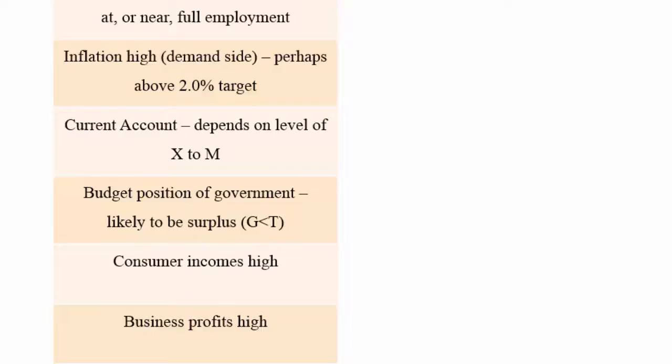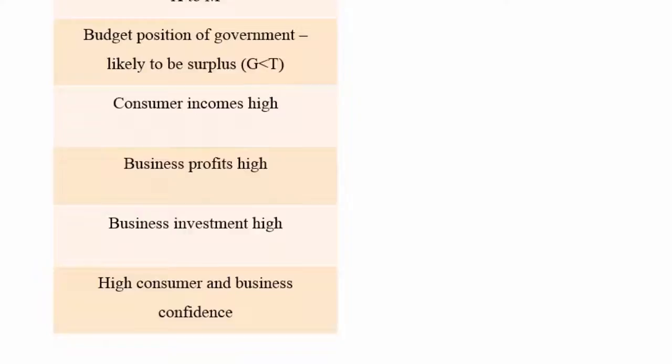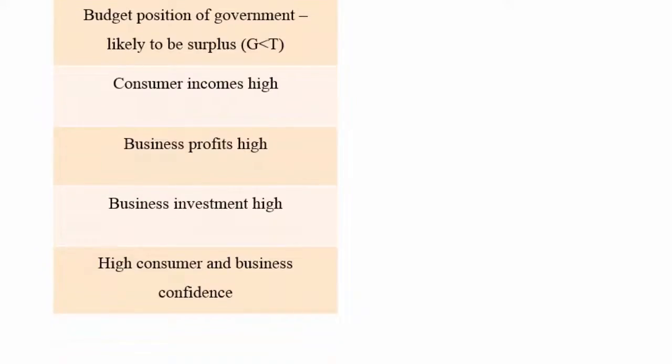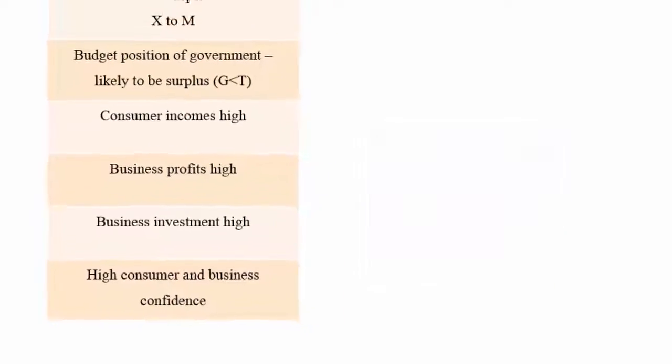Consumer incomes will be high because employment levels are high. Business profits will be high because there's lots of consumer income and lots more consumption in the economy, and therefore that's driving more employment as well. And therefore, because businesses have got more profit, they'll have more retained profit, which is profit after corporation tax, and therefore business investment will be high.